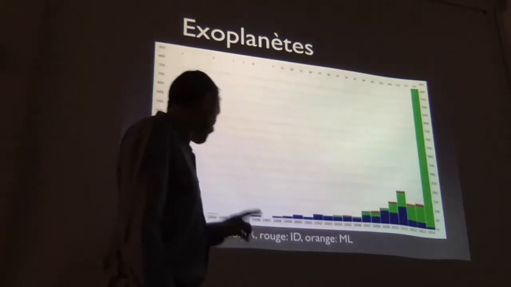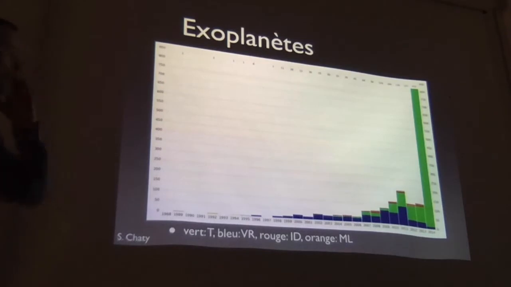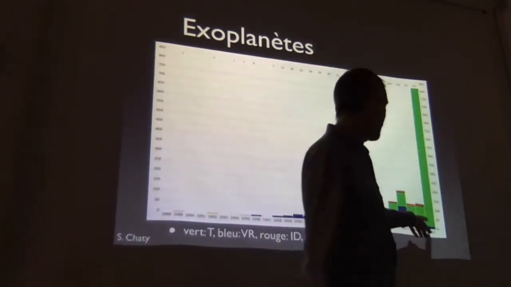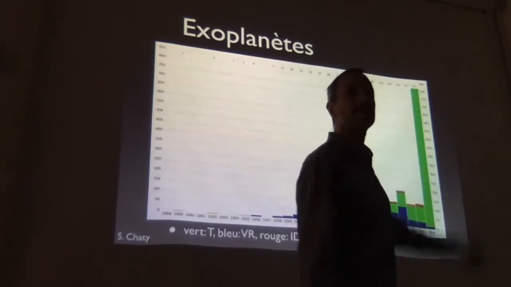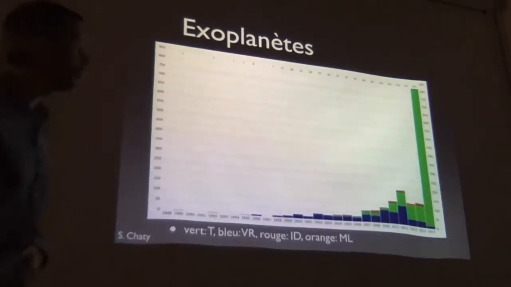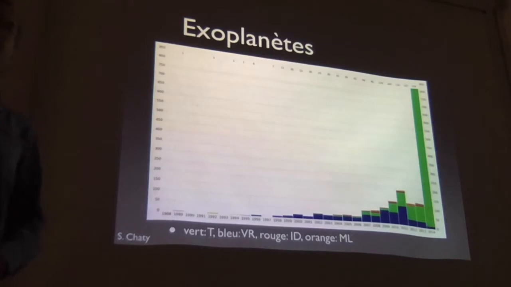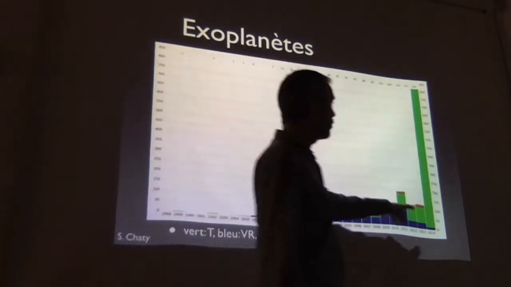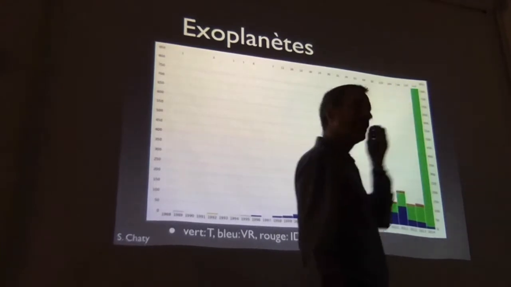And what is interesting here is not the number. Well, you see that it's increasing a lot. This is the Kepler satellite. Okay? But what's interesting here is the color is linked to the detection method. So in green, you have the transit.